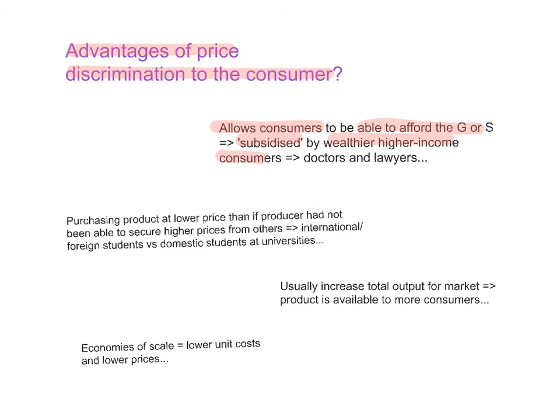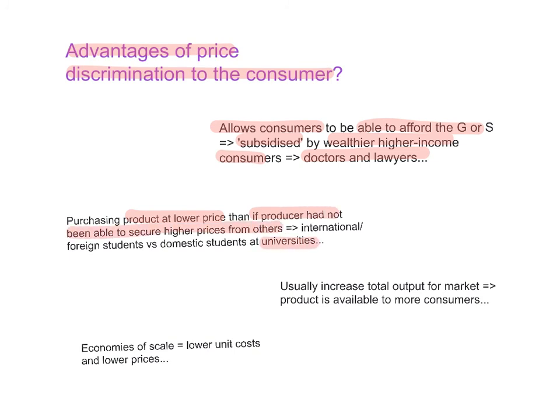lower income consumers. And that's the case with doctors and lawyers who might charge their wealthier clients higher rates for their services than the poorer clients, which might be given pro bono or free services. It also allows consumers to purchase products at a lower price than if the producer had not been able to secure higher prices from others.